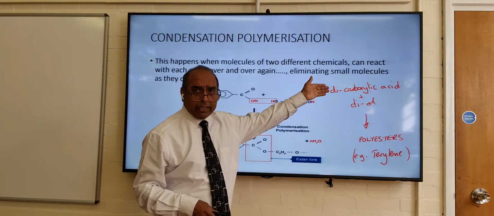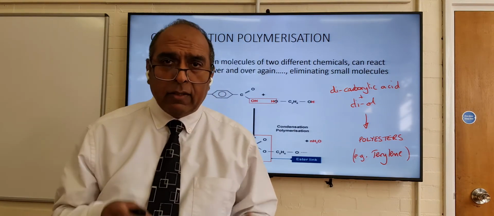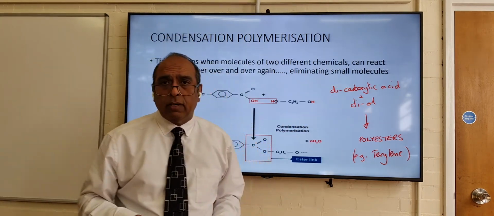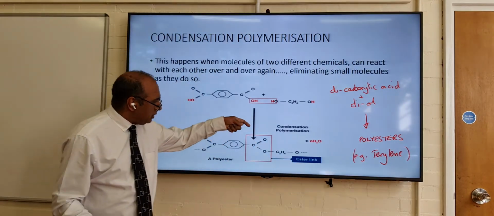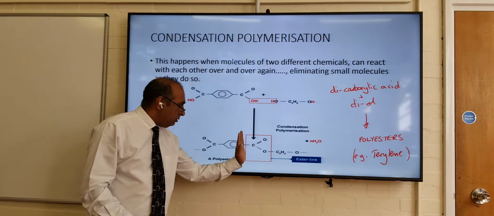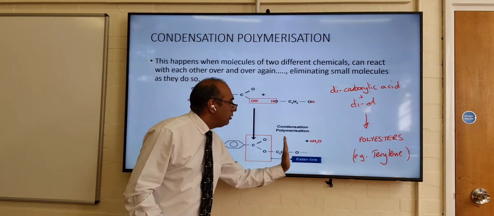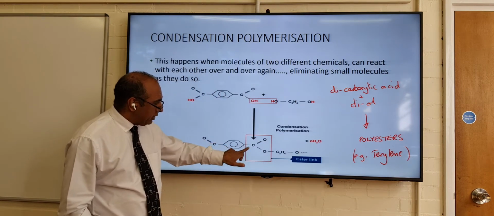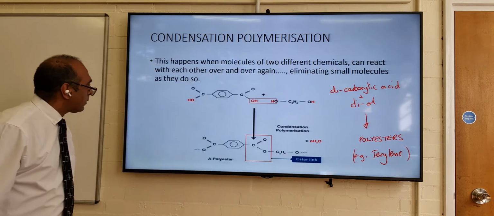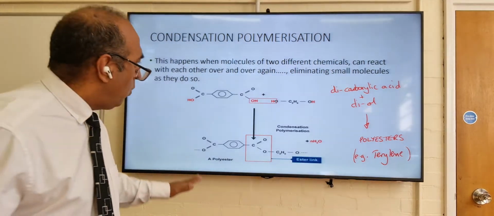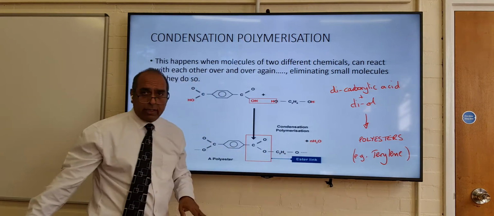So dicarboxylic acid with a diol, they react together. They make esters, and the type of ester they make over and over again, we call it a polyester. So this is an ester group, and this is the remains of that molecule here. That is the remains of that molecule there, and you make this ester linkage and you form some water. Now, when one of these joins one of those, you get one molecule of water.